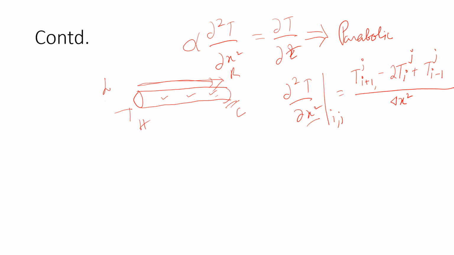So this is the central difference, and this term can be written as del T by del t at i comma j. This term can be written as (T_j+1,i − T_i,j) divided by del t. Now what is this del x and what is this del t?